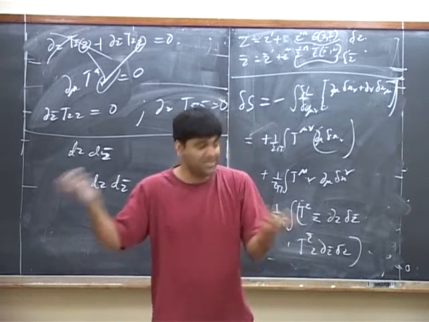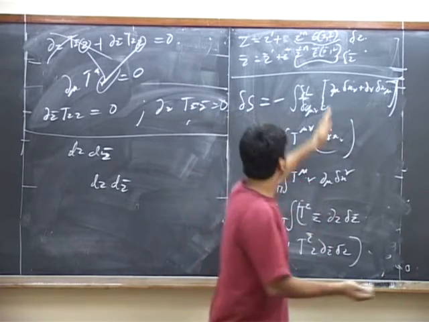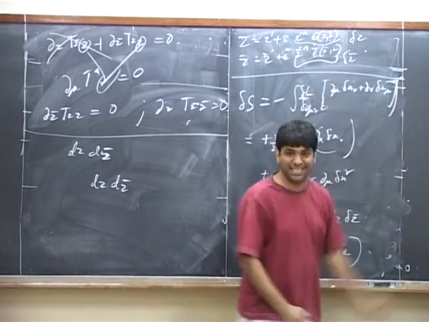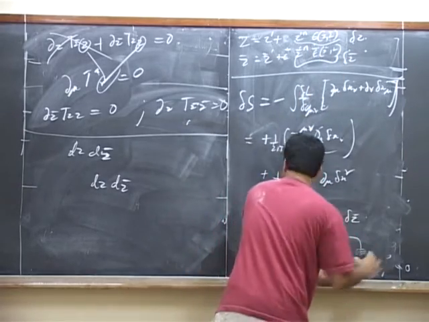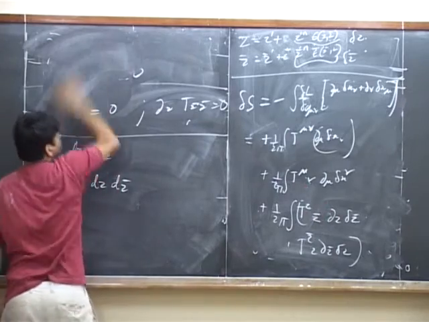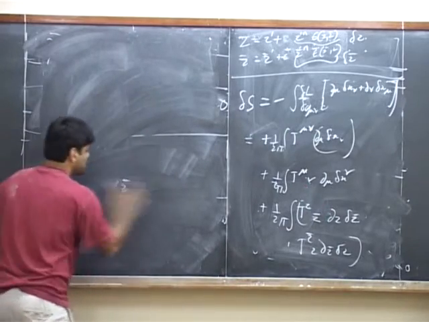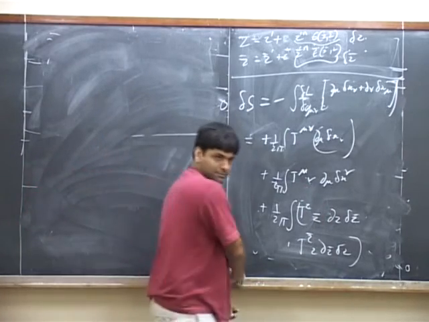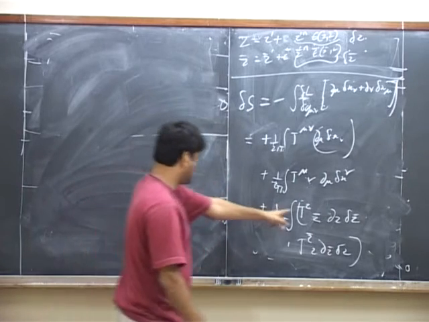You see, the change in the action is 0 if this epsilon is constant. That's what we see. So we verify. The first thing we've done is a verification that this actually is a symmetry. Okay? So let's work this out here.